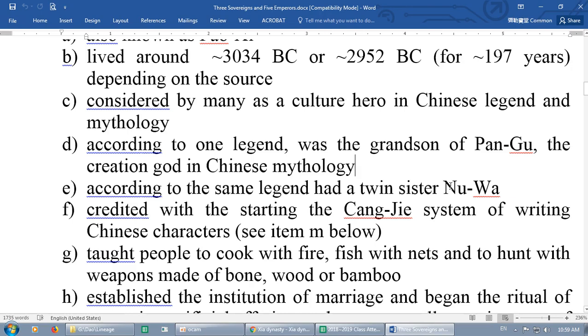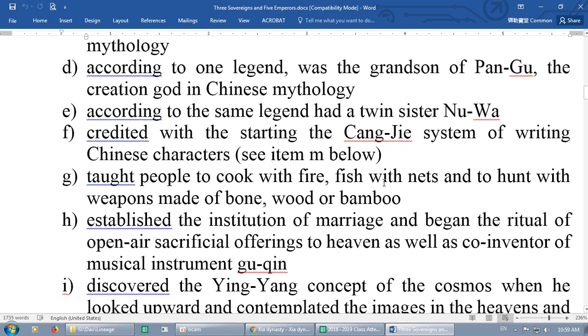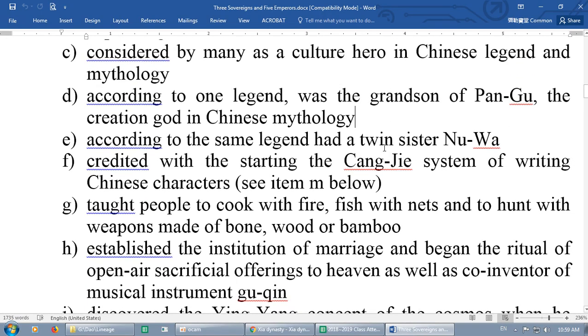That's the mythology. So supposedly one legend is that Fuxi was his grandson. Who knows? That's one. And also, according to the same legend, Fuxi had a twin sister called Nuwa. Now, Nuwa is also Nuo Liang Liang. That's the same figure, supposedly.